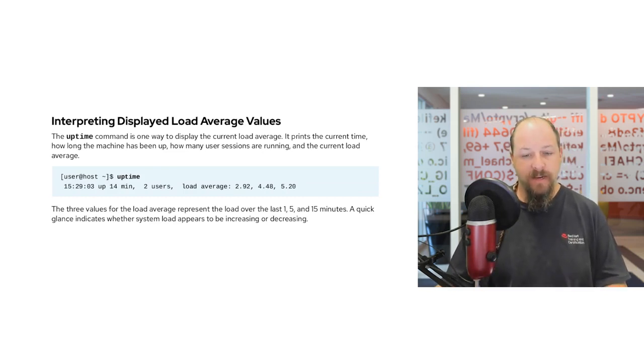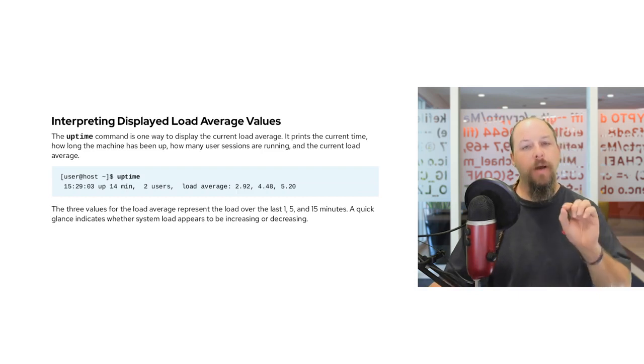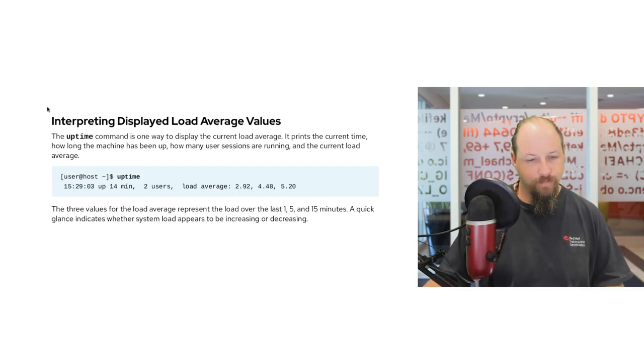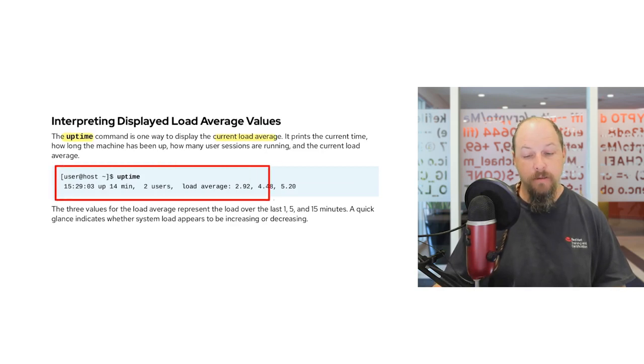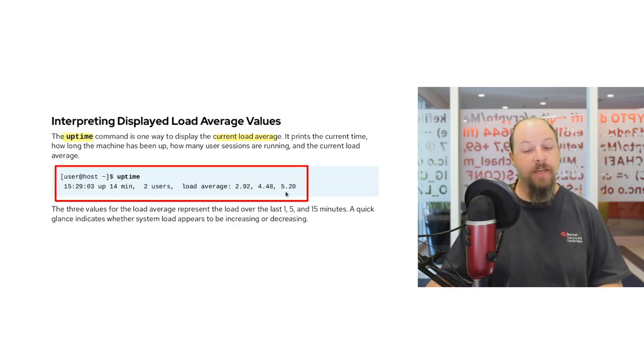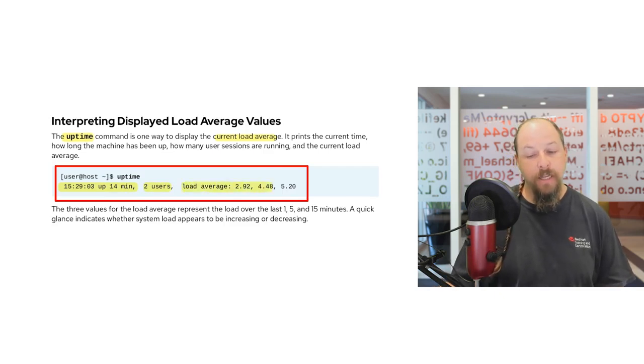Let's take a look at a specific output of the command uptime, which is one way to display the current load average. The command uptime provides us with output that looks something like that in the box. The main point of uptime is to show how long the current boot of the system has been going on. In this case, it shows an uptime of 14 minutes in this sample output. It also shows how many users are currently connected to the system. The information we'd like to focus on here is the load average. Remember that these are shown in the last 1, 5, and 15 minute intervals.